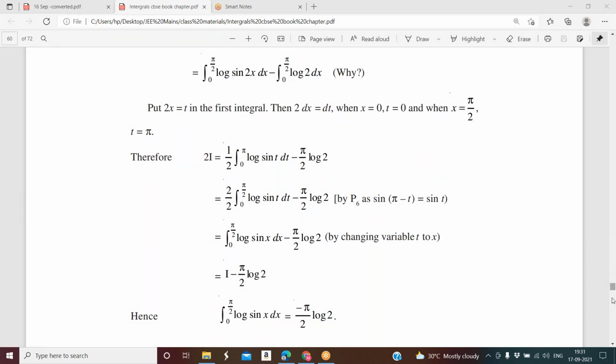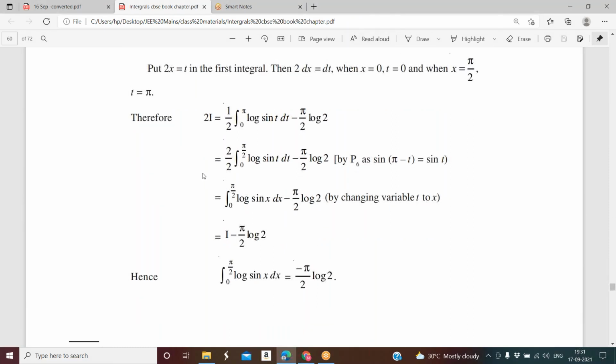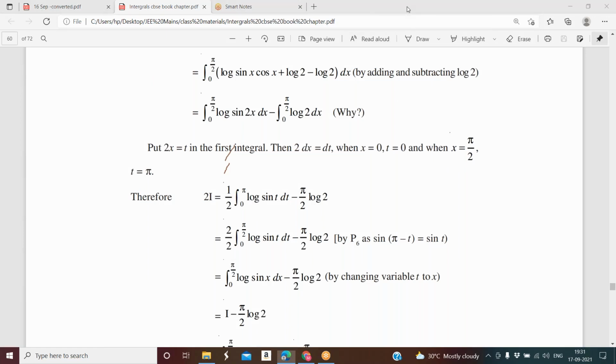Now cancelling 2, you will get integral 0 to pi by 2 log sine t dt minus pi by 2. This is the first integration. Second integration is 0 to pi by 2 log 2 dx. Here log 2 is a constant, so take it out. Integral dx is x between the limits 0 and pi by 2. Substitute the limits, upper limit minus lower limit: pi by 2 minus 0 is pi by 2. So minus pi by 2 log 2.